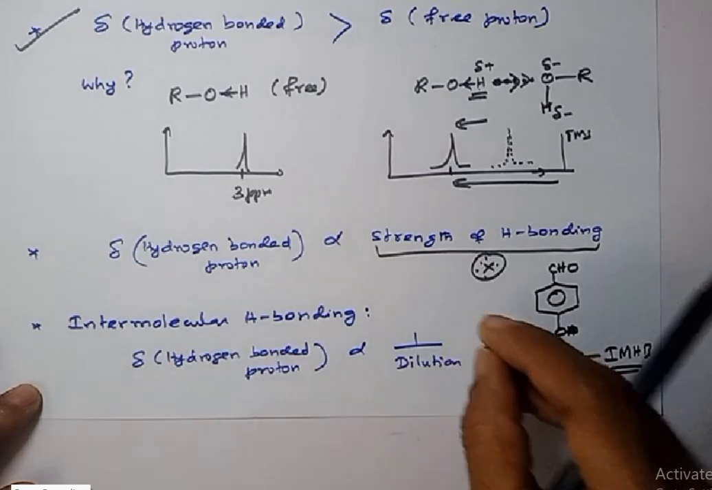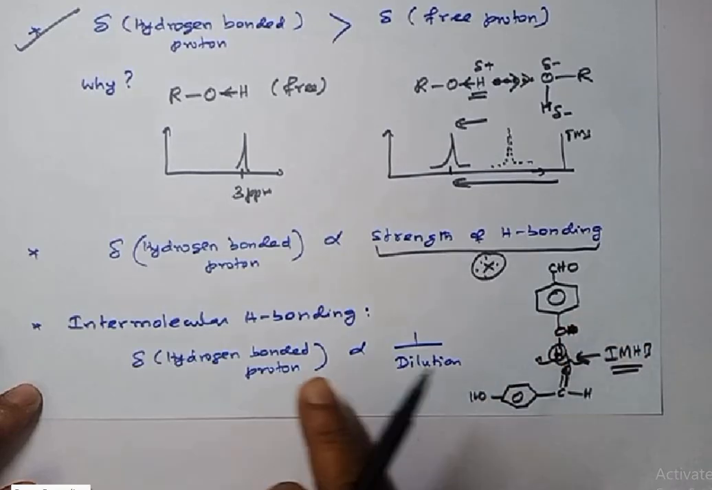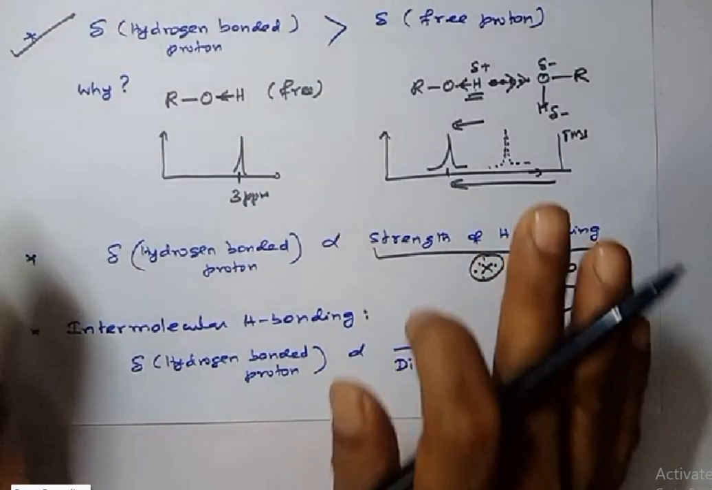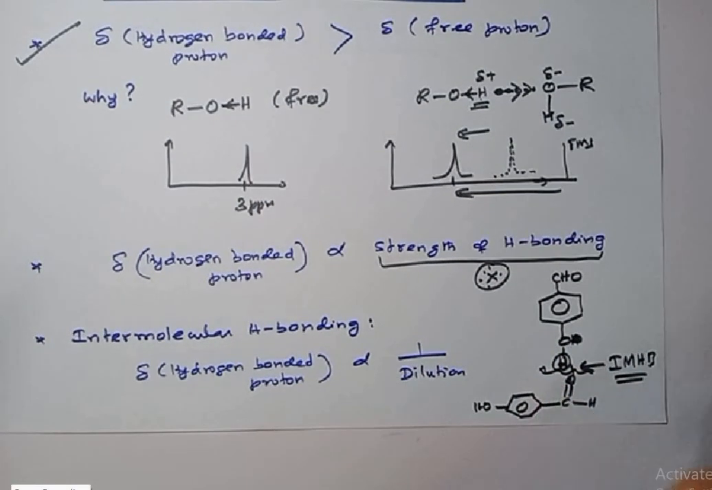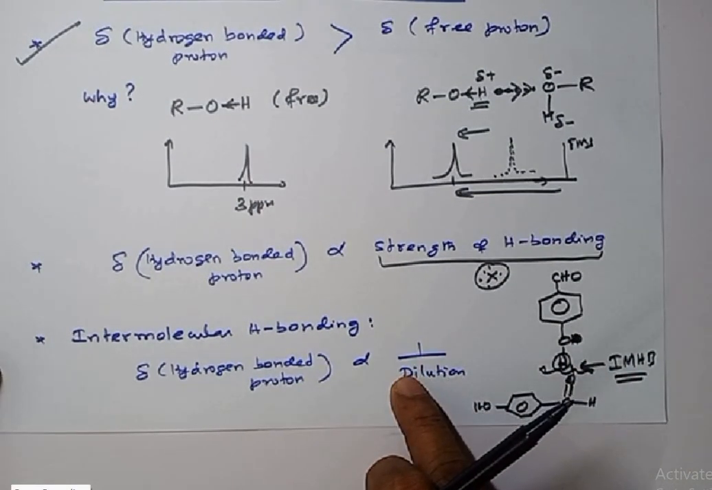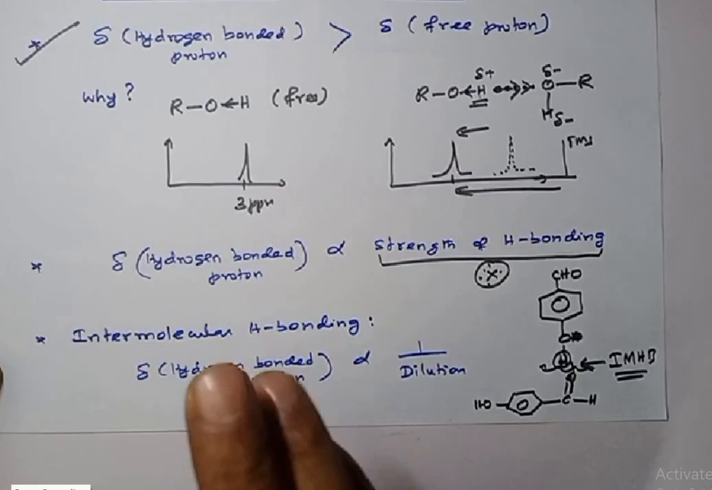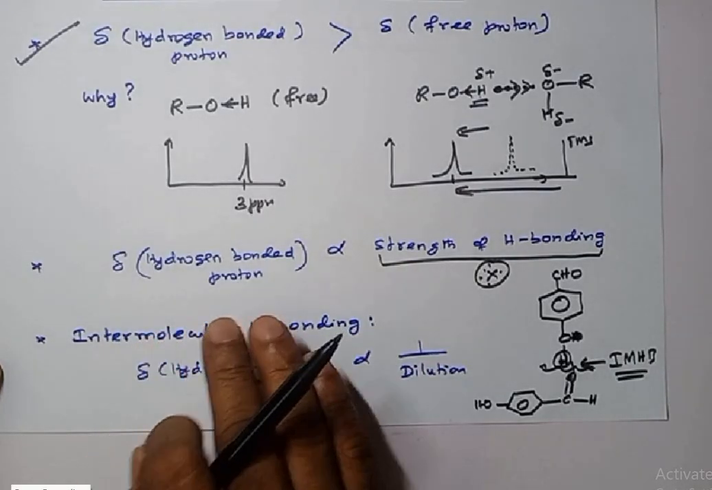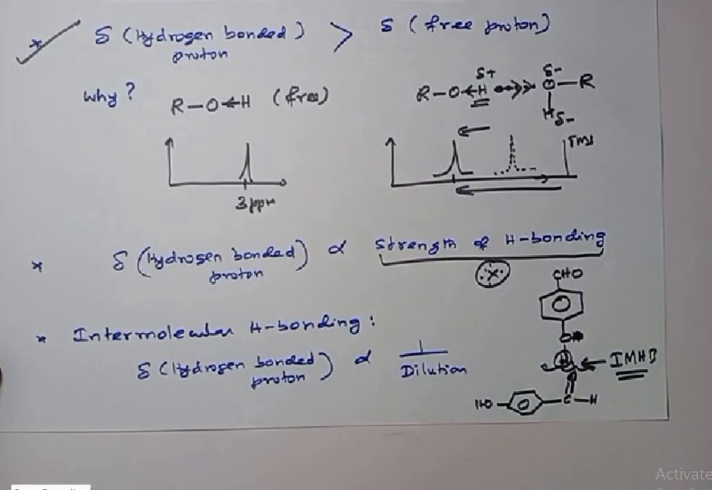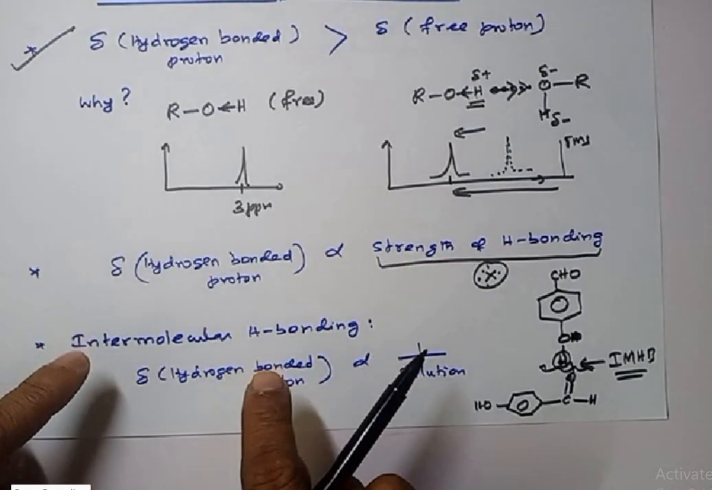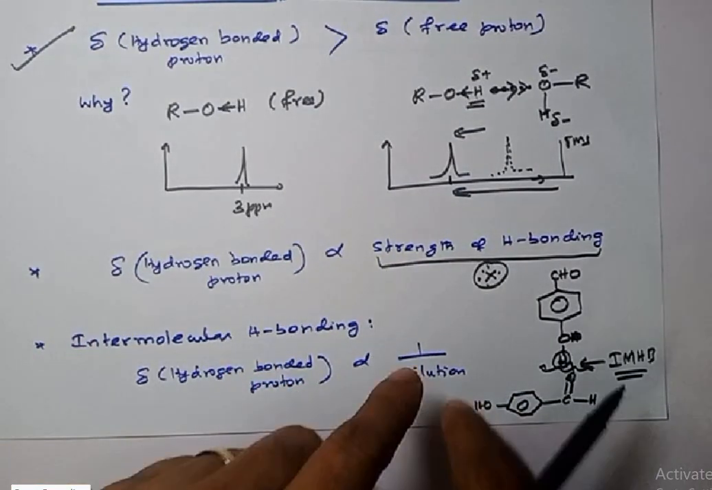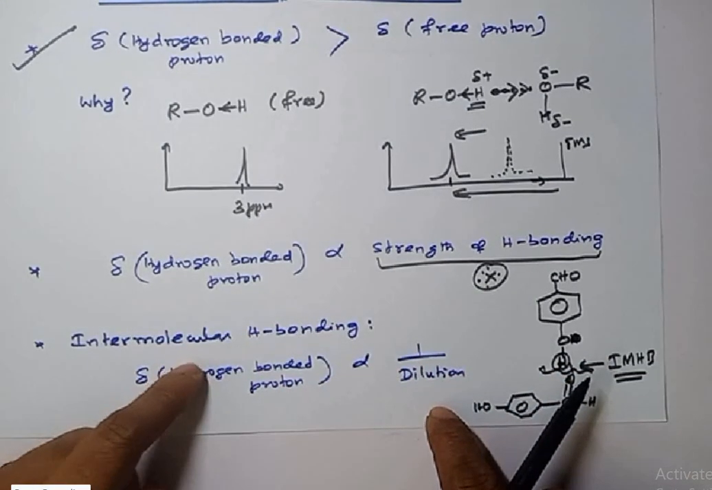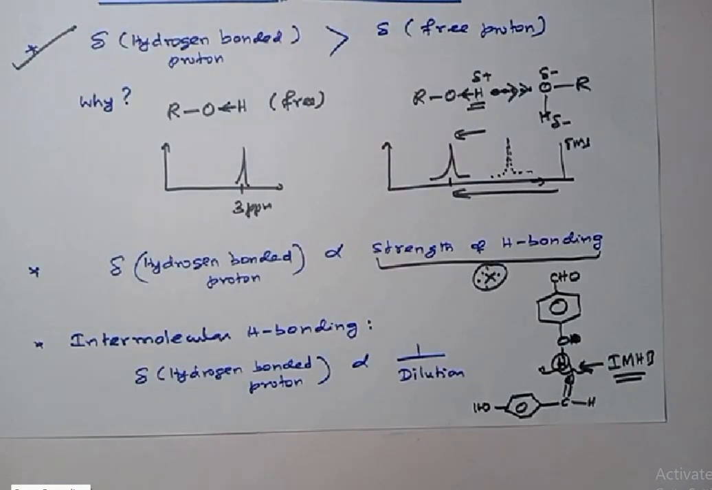So if you add more solvent, what will happen? The chemical shift value will change. Listen, this is very, very important. On dilution, if chemical shift value changes, then it should be intermolecular hydrogen bonding. Okay? Intermolecular hydrogen bonding depends on dilution. On dilution, if you dilute more and more, the chemical shift value decreases.